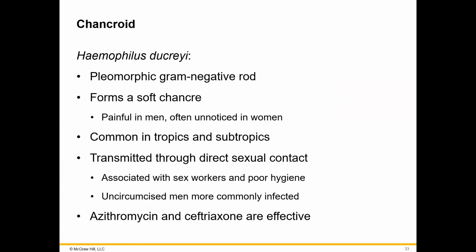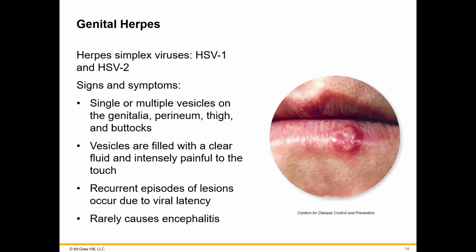You're welcome that I don't have pictures of this one, but it is pretty horrific. And I don't understand how women don't notice it, because it's a pretty obvious sore that develops. But this causes a soft, not a hard, small lesion, but a larger, softer one that is usually very moist and mucousy. This is common in the tropics and the subtropics. It's very common in sex workers, and it's more common in men who are uncircumcised, again, because they've already got that inflammatory response from their normal biota. This is treatable with antibiotics.